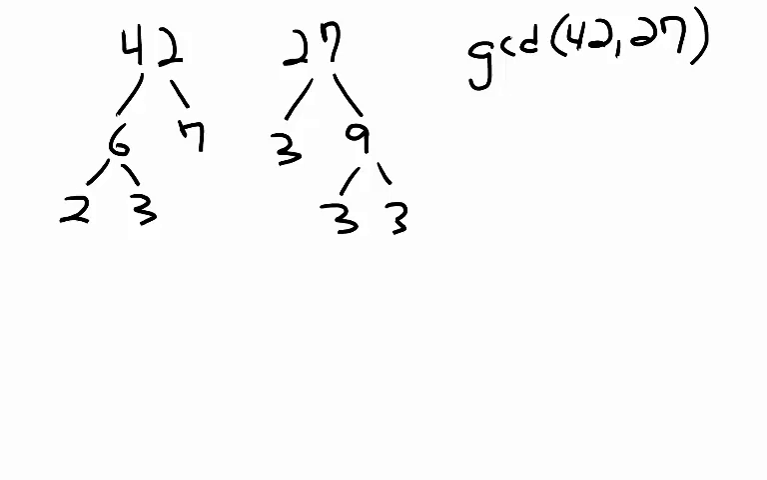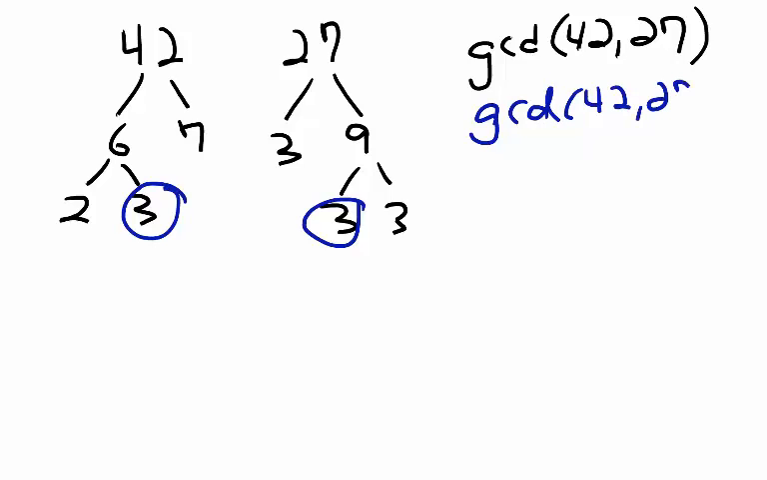Here I see that both factor trees share the prime number 3. Therefore, the GCD of 42 and 27 is equal to 3.